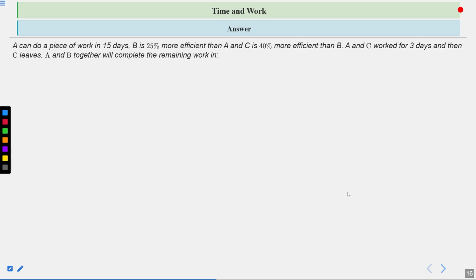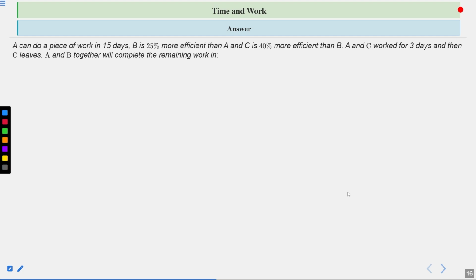The question says that A can do a piece of work in 15 days, and B is 25% more efficient than A, and C is 40% more efficient than B. So the relation between the efficiencies of A and B, and C and B, is given. So we can make the ratio of efficiency of A, B and C. Then the question says that A and C worked for 3 days and then C leaves. Now the question is A and B together will complete the remaining work.